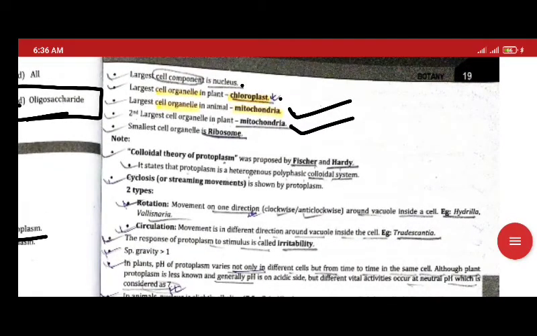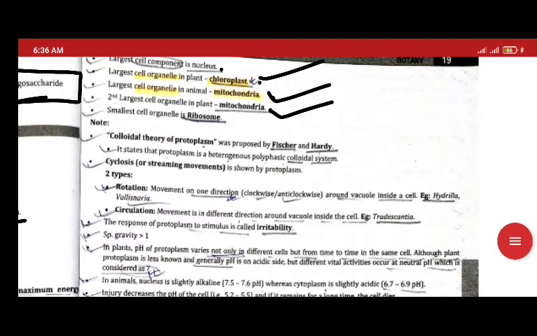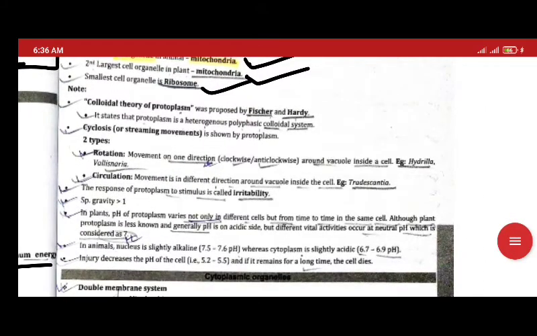In animals, the largest is what? Mitochondria. And in plants, that is second largest. In plants the biggest is chloroplast, or plastid, you can say. Now the smallest cell organelle is ribosome, because it is without membrane. Now the colloidal theory of protoplasm was given by Fischer and Hardy.